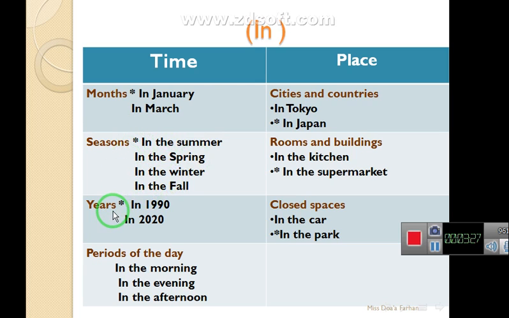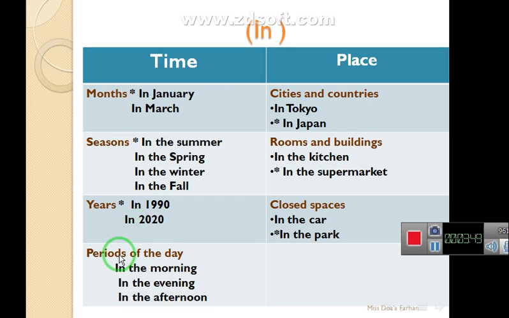نيجي also before the years. لما يكون معي سنة لازم أستخدم قبله in. Here I have in 1990, in 2020 اللي هو 2020, in 2009, in 2010. أي سنة من السنين لازم أستخدم قبل ال preposition in.